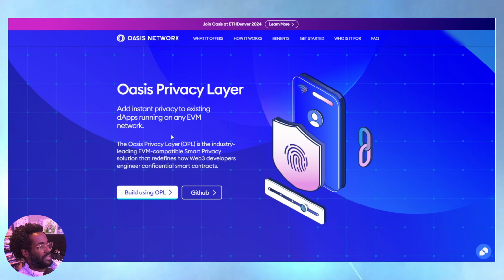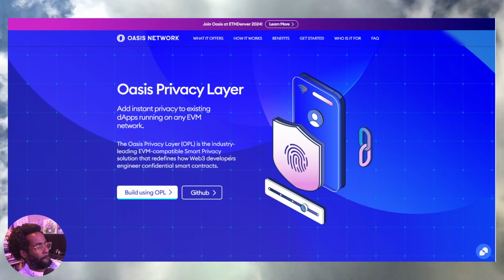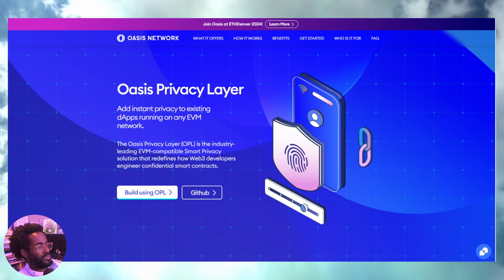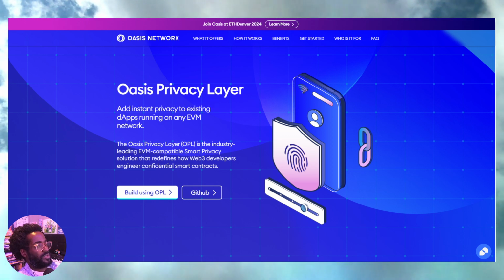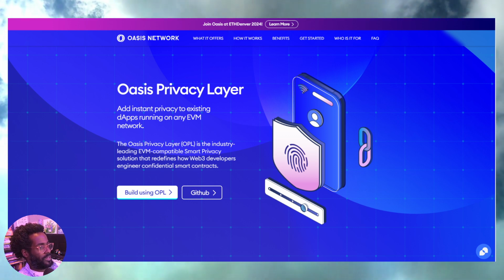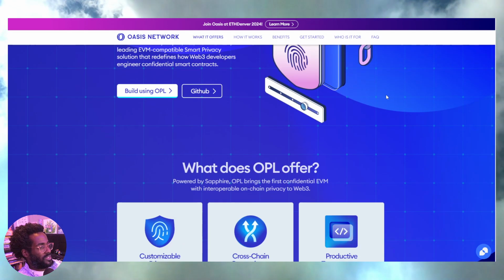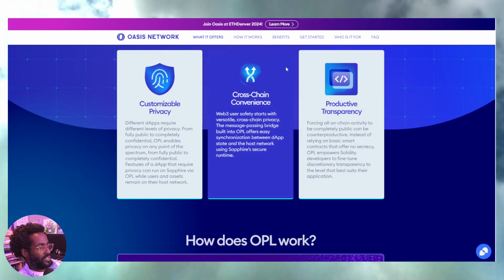So we like the idea that Oasis Network has the Oasis Privacy Layer, which is a way of essentially making your decentralized apps private without having to be on the Oasis Network Sapphire layer, or the Sapphire paradigm. And this is a very interesting piece of information right now. So we have, of course, cross-chain convenience. There's a lot going on.